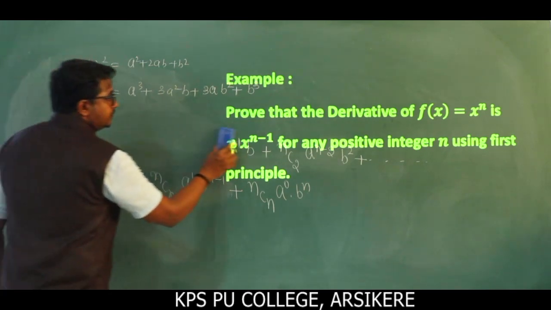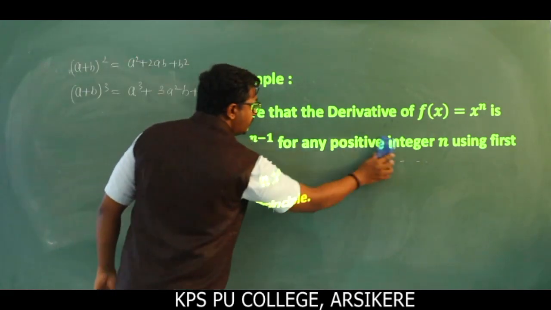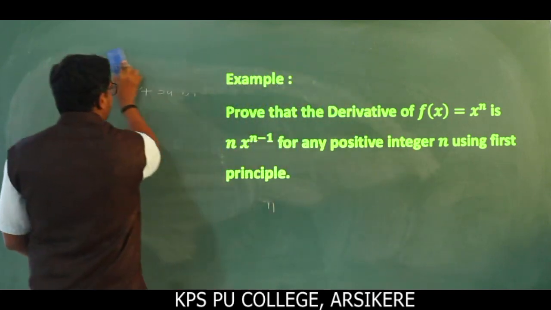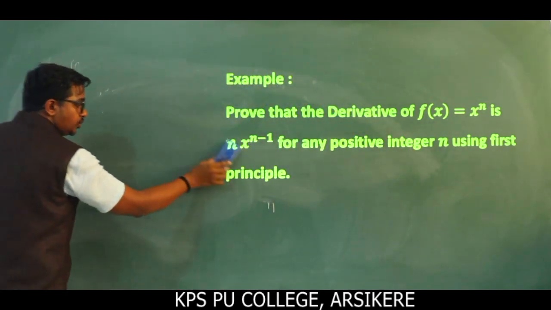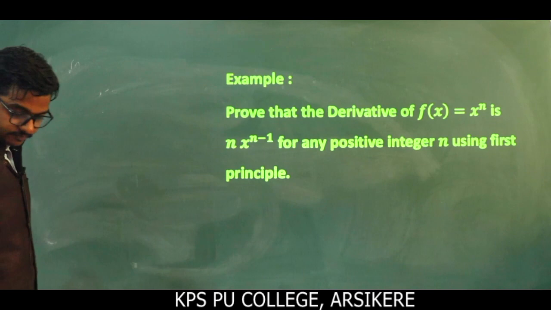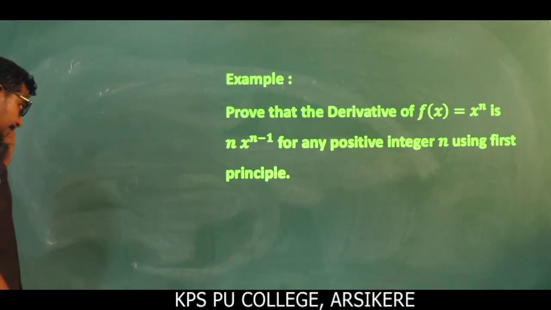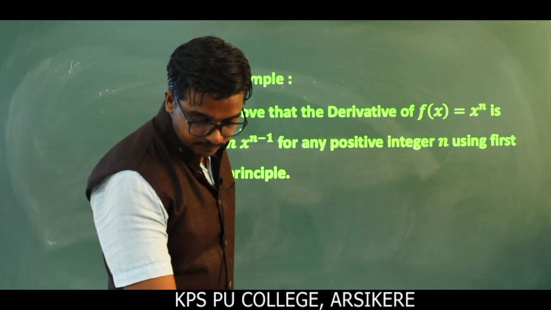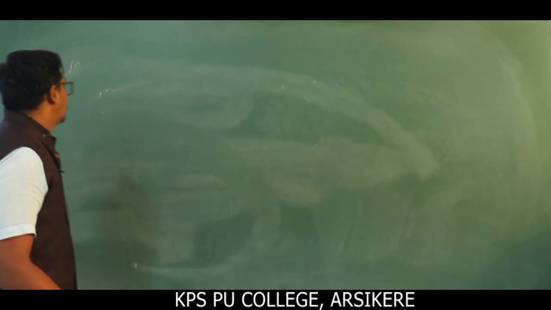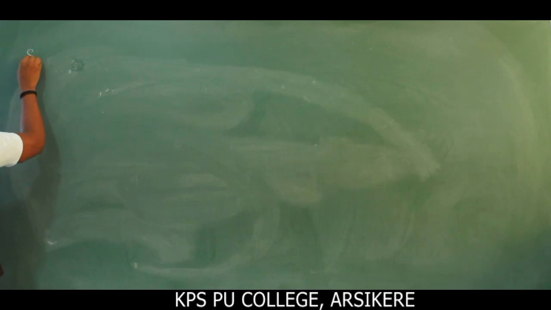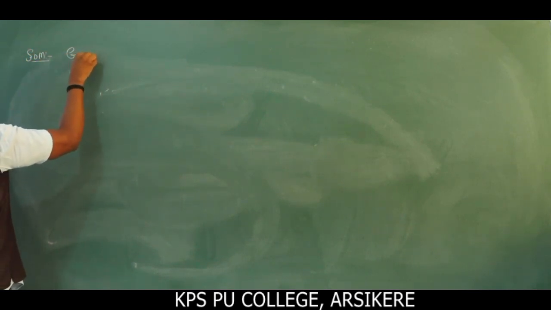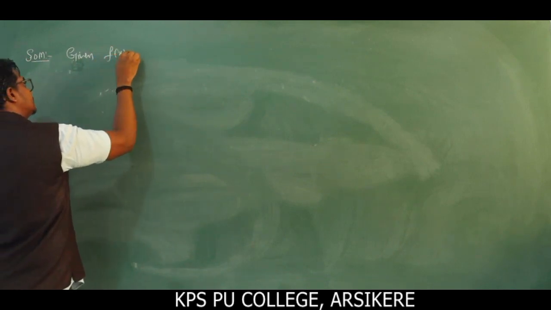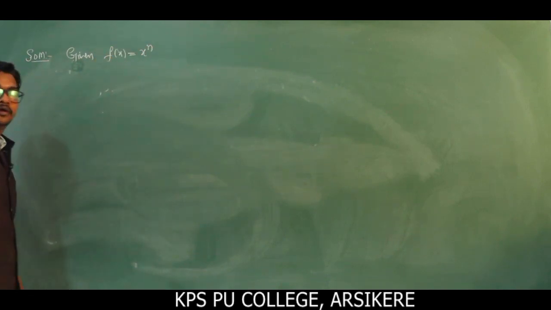Prove that the derivative of f of x equal to x power n is n into x power n minus 1, using first principle. Proof or solution. Given f of x is equal to x power n.